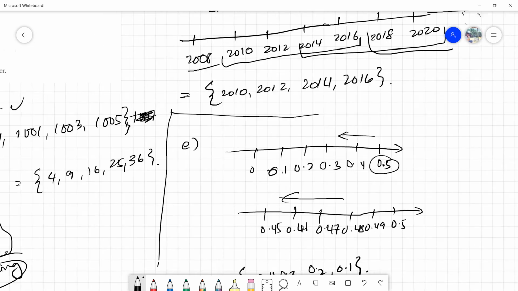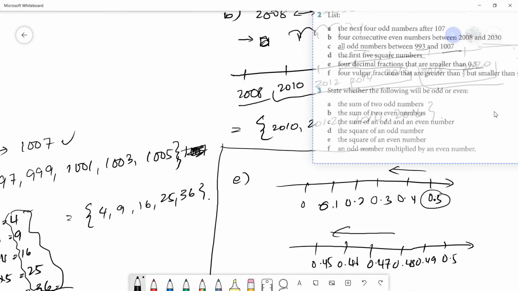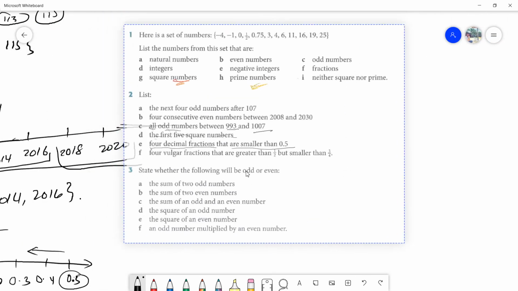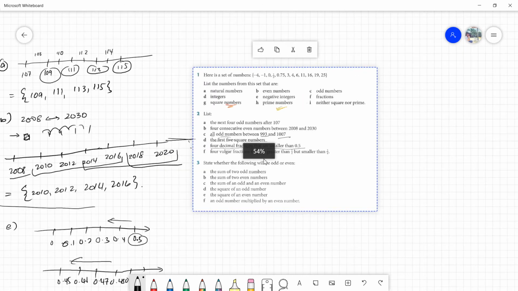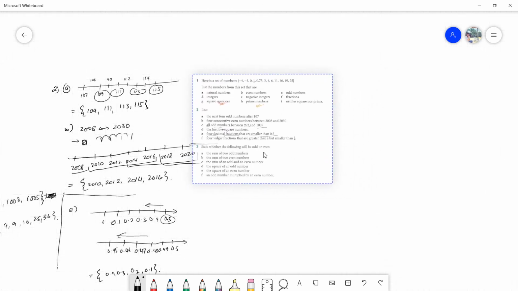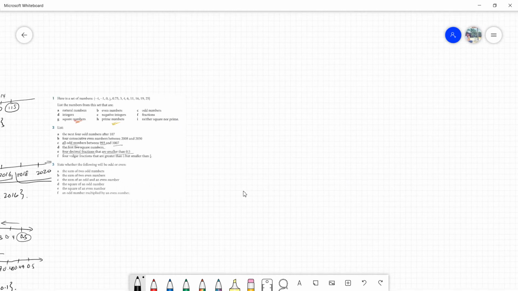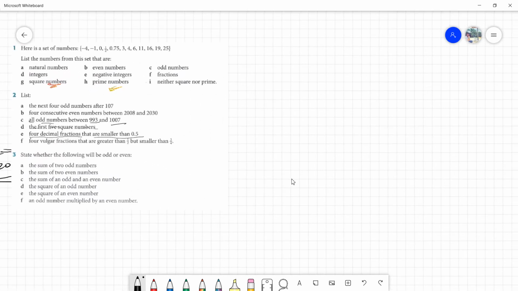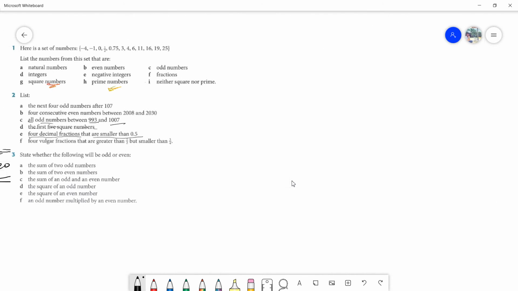Okay, now moving on to the next question. Sorry, I'm taking a lot of space. Okay, and then we have F. F says 4 vulgar fractions that are greater than half but less than 3/4.